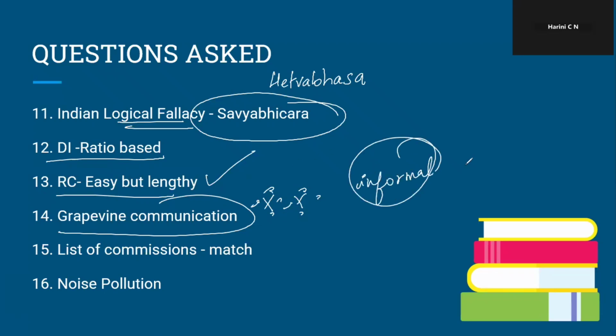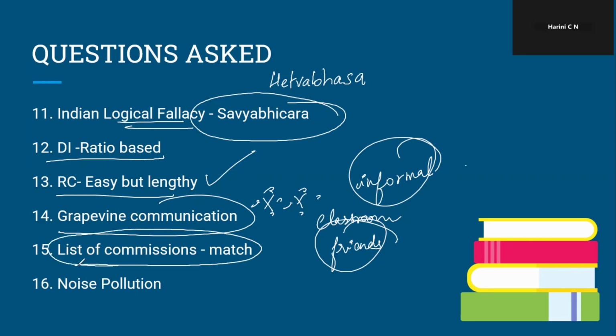Just an example. If you are studying in a classroom, you have a separate friends group where you discuss things. That particular friends group is an informal way of communicating with each other, gossips or sharing of information, that is grapevine communication. List of commissions, match the following under higher education. This also we will see shortly.